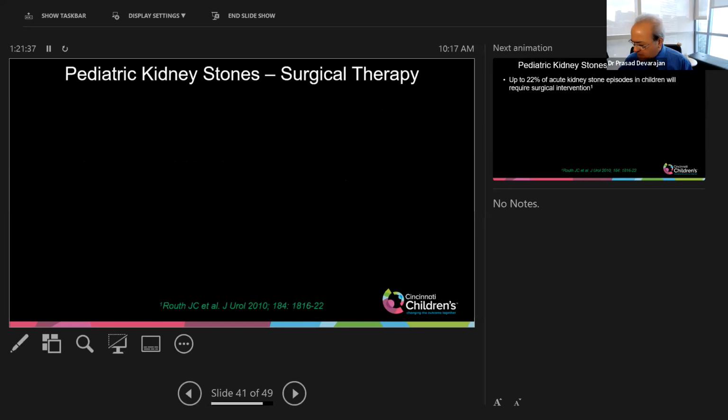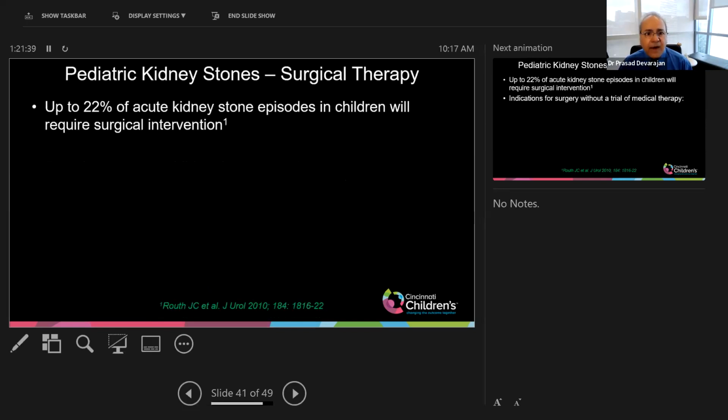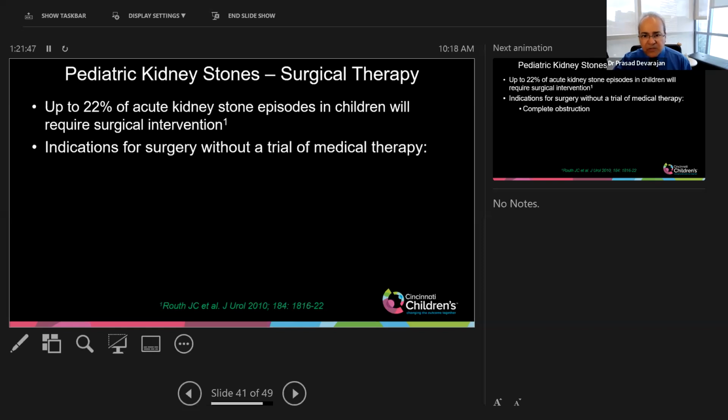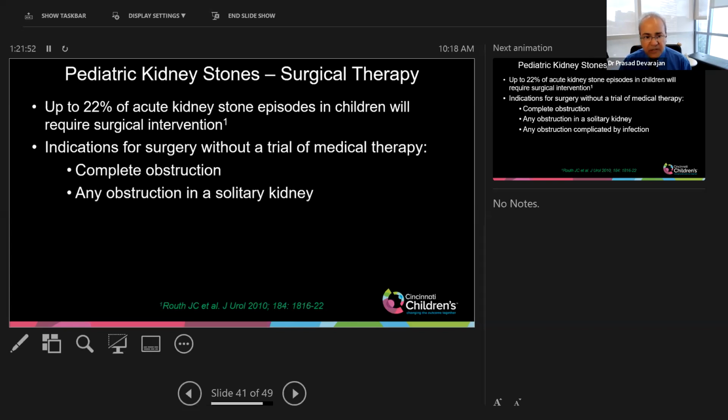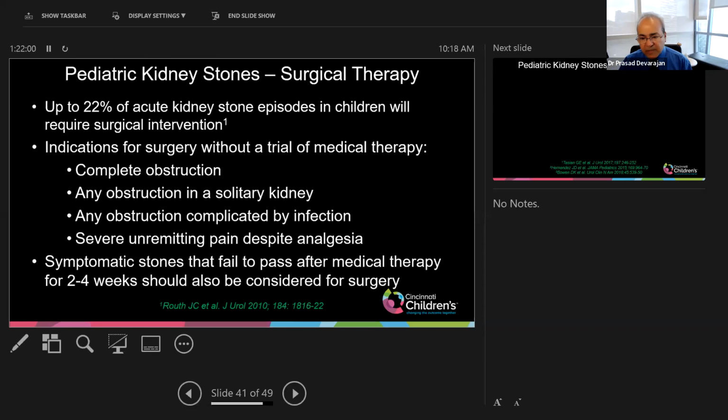When do we need surgical therapy? About 20% of acute kidney stone episodes will require surgical intervention. And like I said, the surgery without even a trial of medical therapy is conducted when there is complete obstruction, solitary kidney obstructed, any obstruction complicated by infections, severe pain, and symptomatic stones that fail to pass after medical therapy.